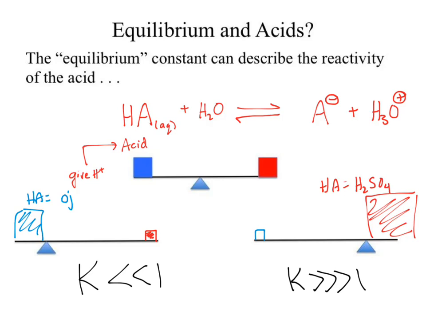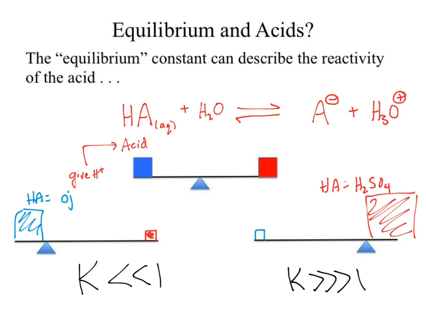How many different acids are there? Thousands, if not millions. Do you really want to know the K value for all of those? That's a lot of stuff for you to have to go through and memorize. So what you need to understand is come up with some way that you can interpret this. Take it a step further.